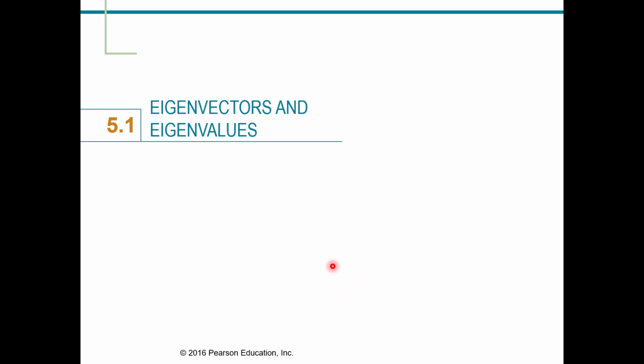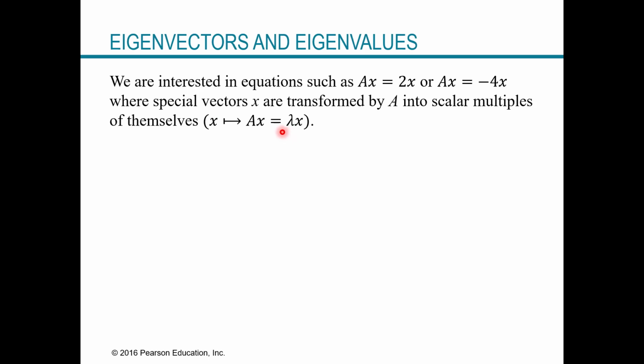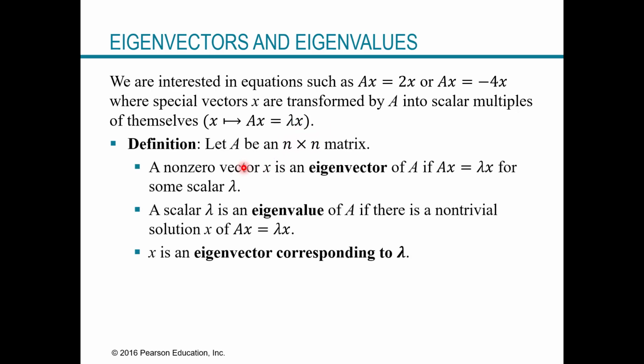Hey everybody, in this video we're going to be talking about what are called eigenvectors and also eigenvalues. So where this comes up, we're interested in equations such as A times x equals something like 2x or maybe negative 4x, where A is a matrix, and special vectors x are transformed by multiplying by A into scalar multiples of themselves. So basically we multiply x by A and we get something that's just a multiple of x. So that's what we're interested in, and here are our definitions.